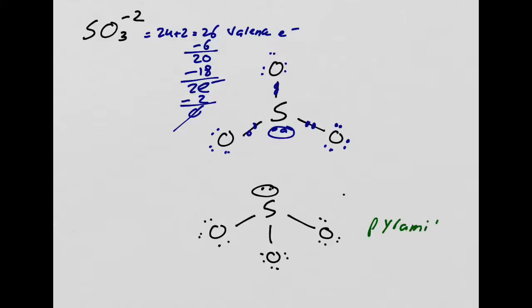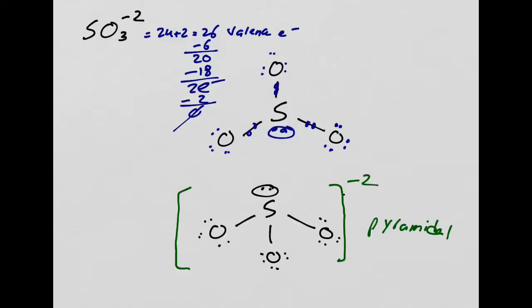Now, this is an ionic compound because it's SO3 minus 2. So they usually put a bracket and put a minus 2 outside it. Is it polar or non-polar? Again, when it has a charge, we'll just consider it to be ionic. All right, beautiful. Ready for the next question?